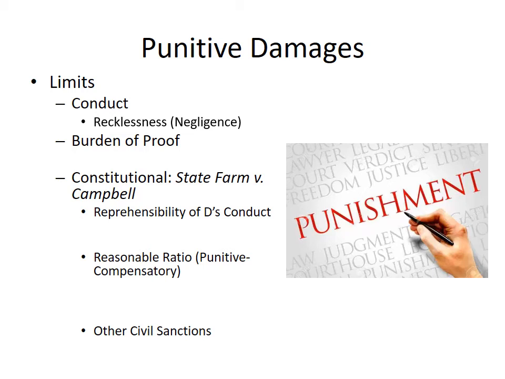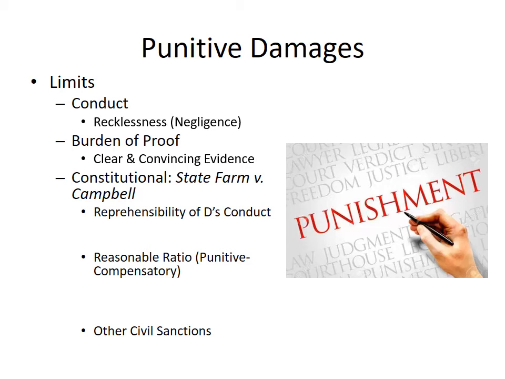Another way that you can put some limits on punitive damages is through the burden of proof. In fact, here we dramatically increase the burden of proof from the traditional preponderance of the evidence standard in tort or civil cases to clear and convincing evidence. So this is not quite as high as beyond a reasonable doubt, but it does require far more evidence by the plaintiff that the defendant really deserves this type of punishment.